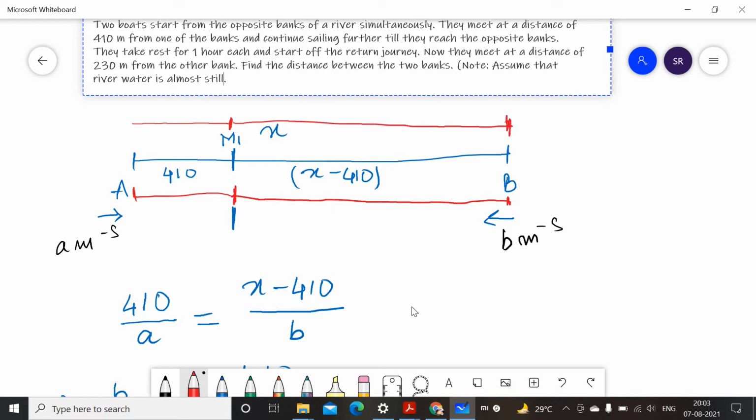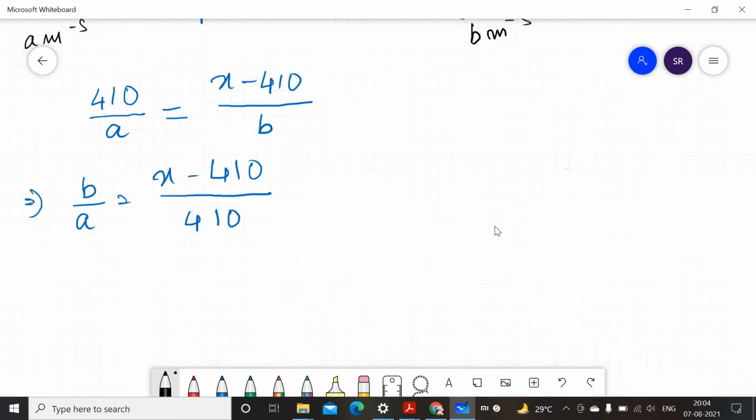After that they meet 230 meter from bank B, that is, let this be the second meeting point. So this is 230 meter and this whole distance is x minus 230, right? X minus 230. So this is it. For the return journey equation, let's see how we can make the return journey equation, right?